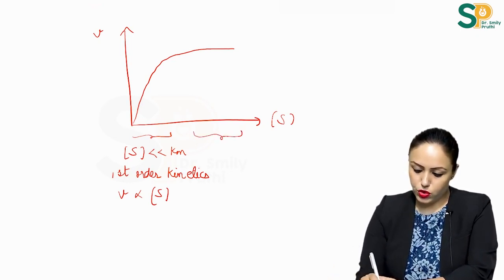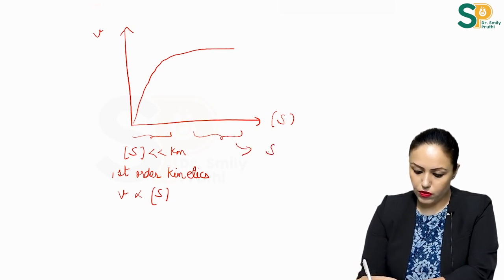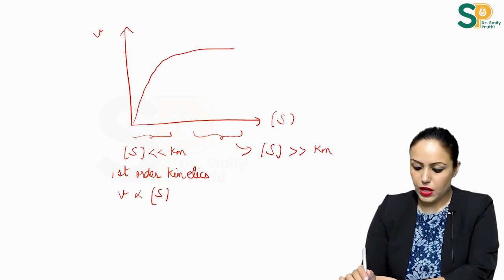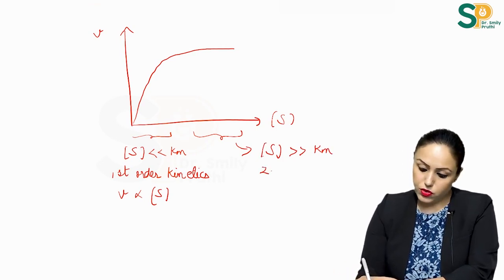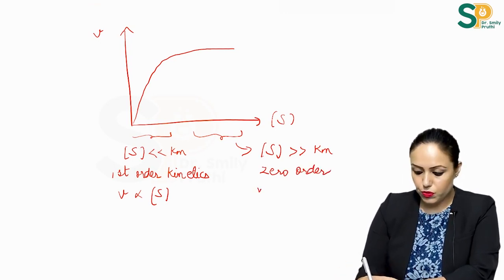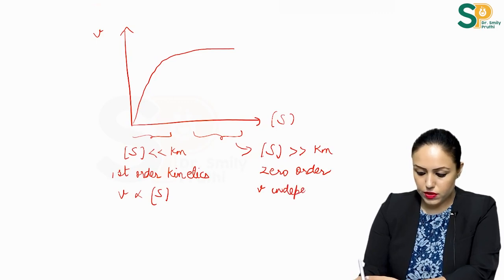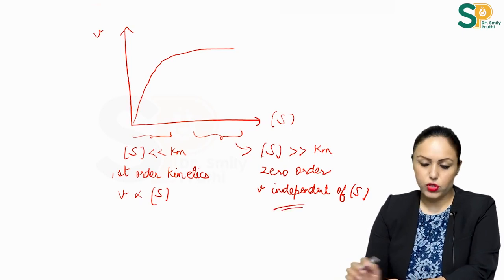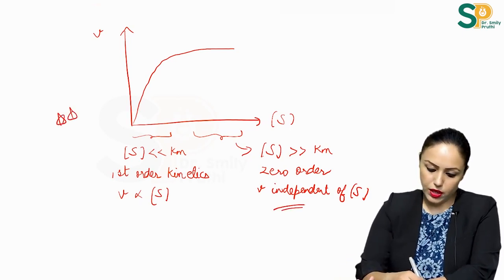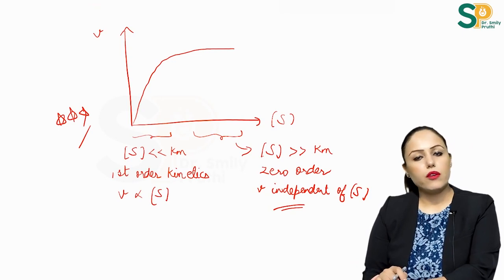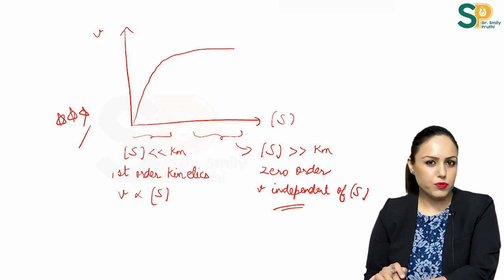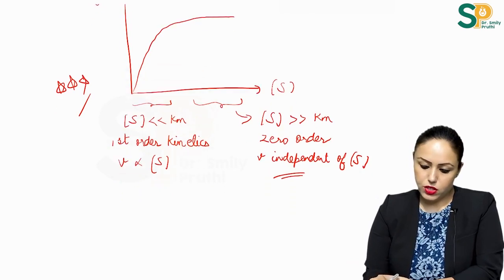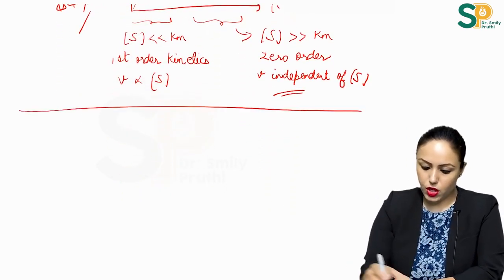But in the later portion of the graph, when substrate concentration is very much higher than Km, here zero order kinetics is followed, which means that velocity is independent of substrate concentration. Okay, so learn this nicely. Where is first order and where is zero order kinetics and what this means. Okay, now let's do the Michaelis-Menten equation.